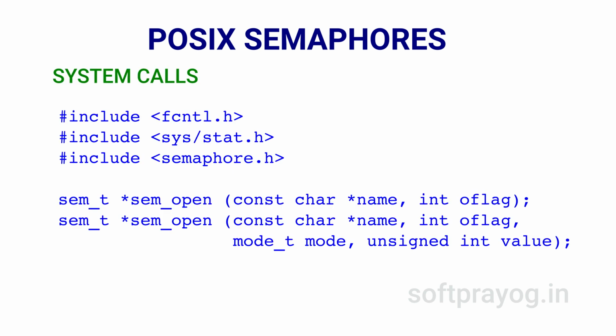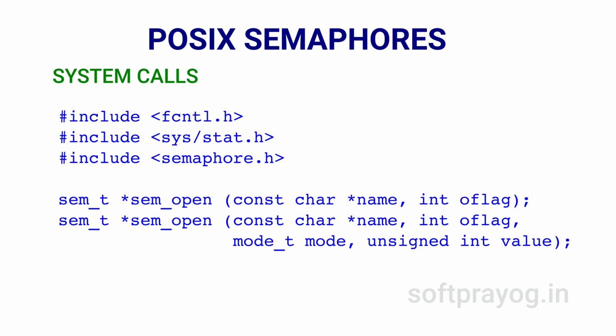sem_open is like open for files. It makes a POSIX semaphore available for operation. The first parameter is the semaphore name, which starts with a / and has one or more succeeding characters, none of which is a slash. The next parameter is oflag. If oflag is O_CREAT, the semaphore is created if it does not exist.